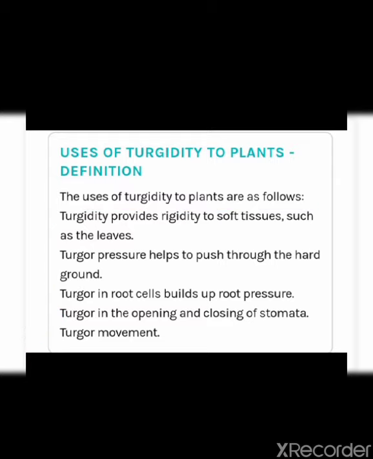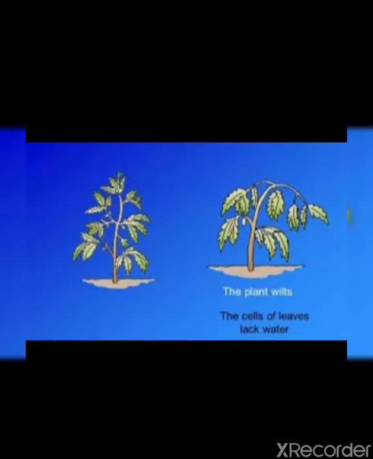Let's take the first point. Turgidity provides rigidity to soft tissues such as the leaves. When there is not enough water in a leaf, you can see in this image, it wilts, that is, its petiole and lamina become loose and the leaf droops down. Leaves that wilt during the daytime become erect once again during the evening time.